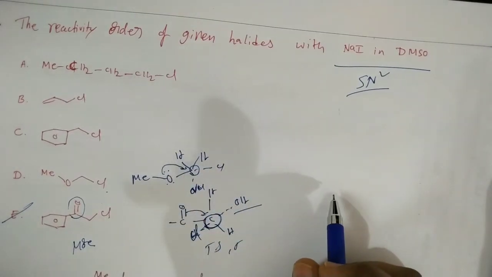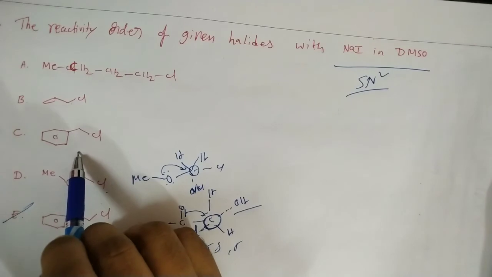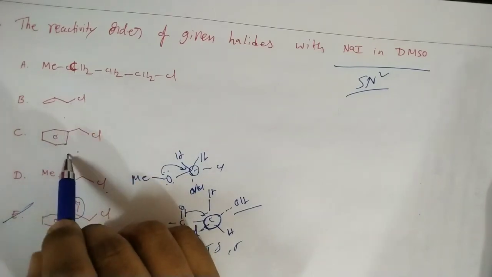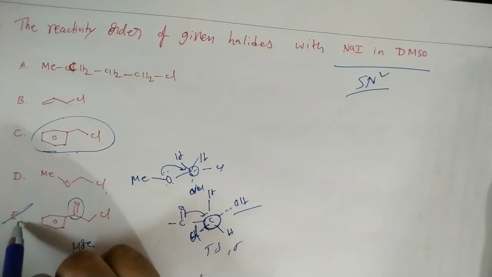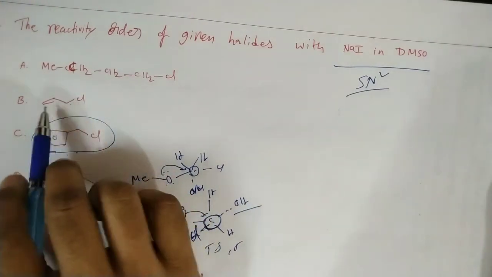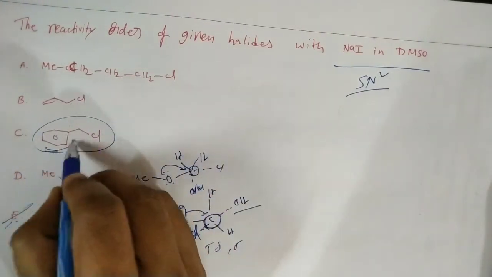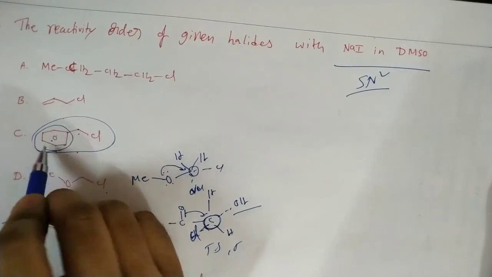Okay, and then here next compound, so it is an allyl halide, it is a benzyl halide. So between allyl halides and benzyl halides, here benzyl halide is more reactive. And next here, why is benzyl halide more reactive than the allyl halide? So here in this case, more pi electron density, so that the transition state is stabilized by the more pi electron density.